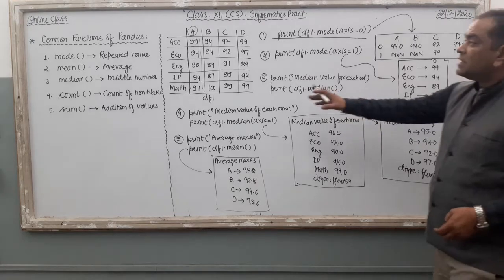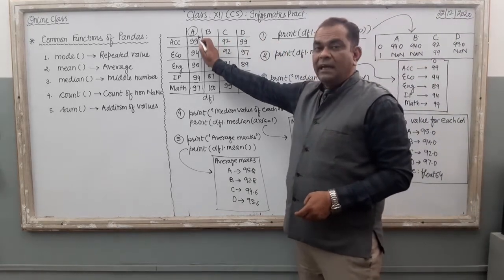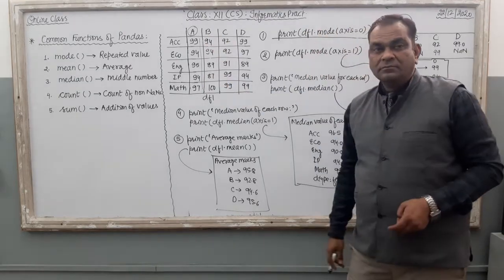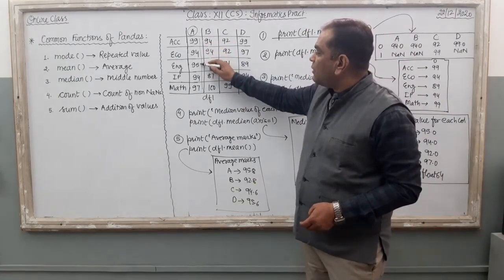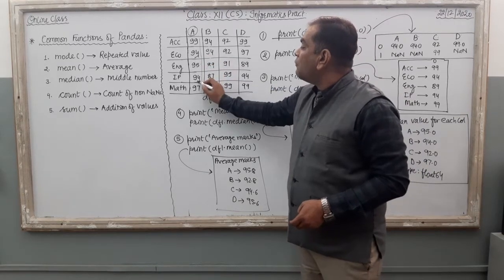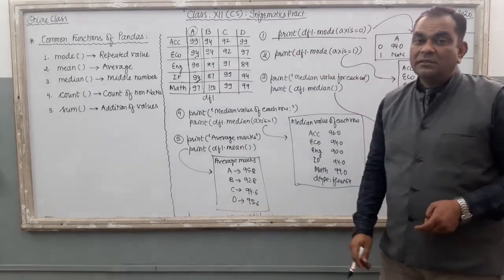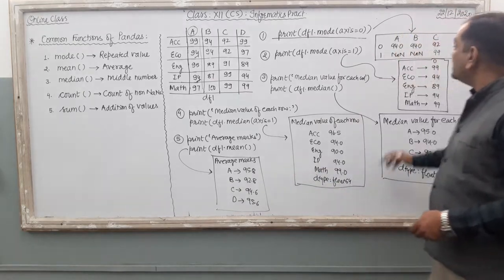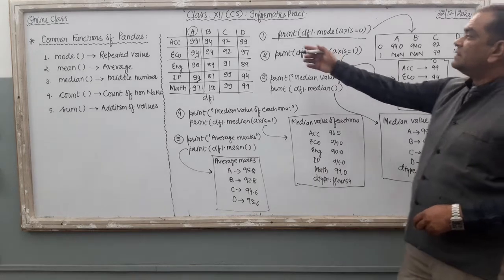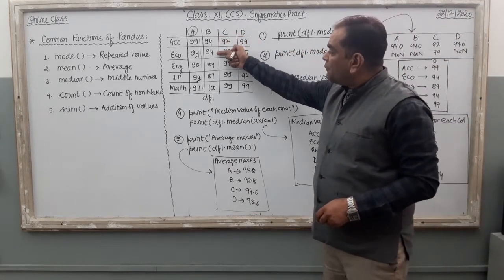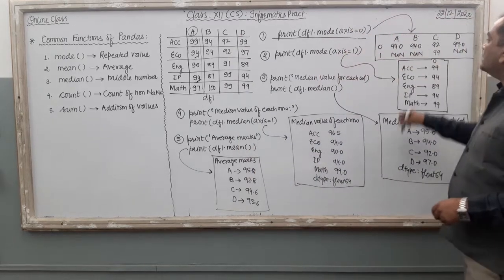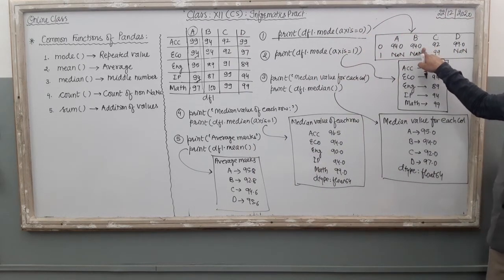Then just see in column A, which particular value is repeated. Check it out: 99, 94, 95, 94, 97. Here 94 comes 2 times in this column, so the result is 94. Done? Then see the second column, column B: 94, 94, 89, 87, 100. Here again 94 is repeated. So what is there as a result?